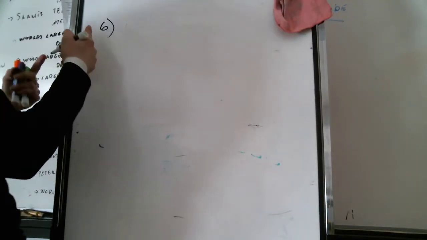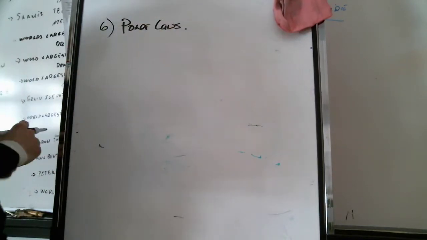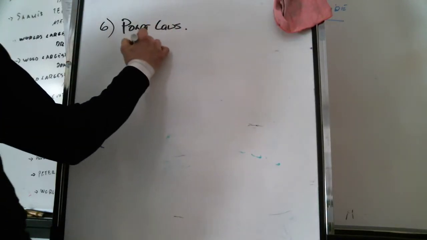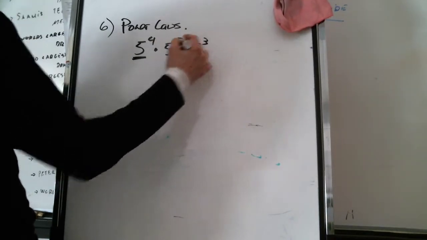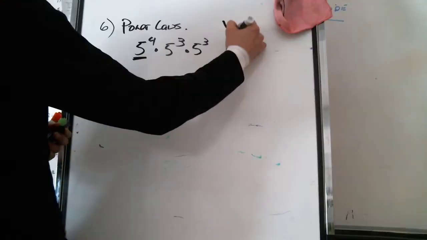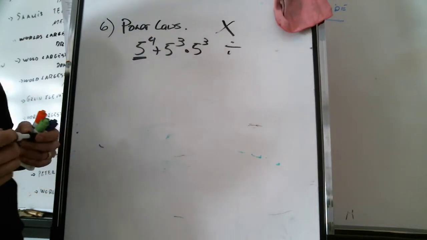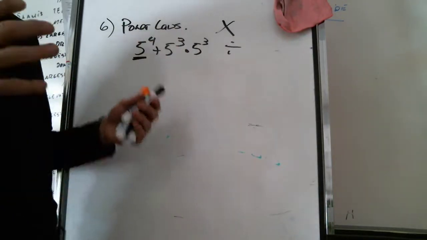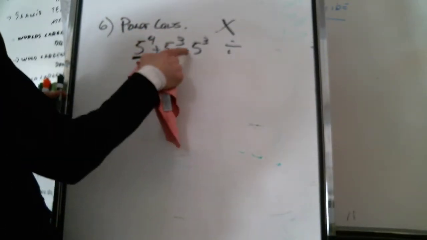Okay, so number 6, or the second 5, is the power law. Power laws are laws that are based on the same base. So if I have this times that times this, there's a way to simplify that. These only work for multiply and divide. If you ever have an addition, guess what? No shortcut. You've got to go the long way. You've got to find out what 5 to the 4 is, what 5 to the 3 is, and you add those together. So grade 9s, that will be a big trick on the PATs. The power laws only work for multiply and divide. Okay? Now let's get right into the laws.